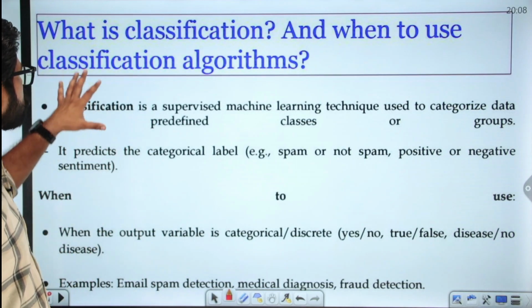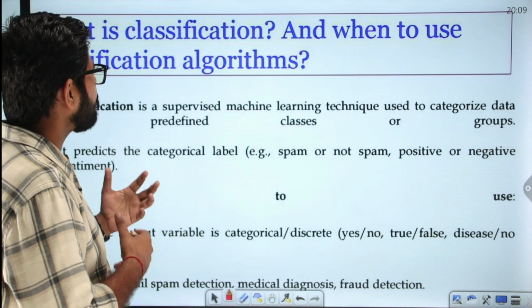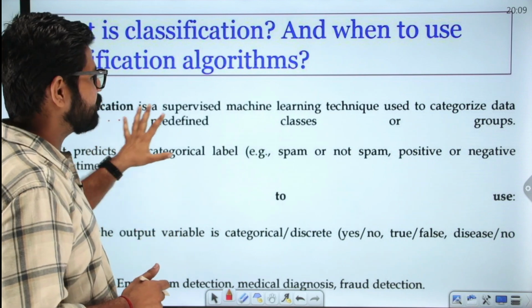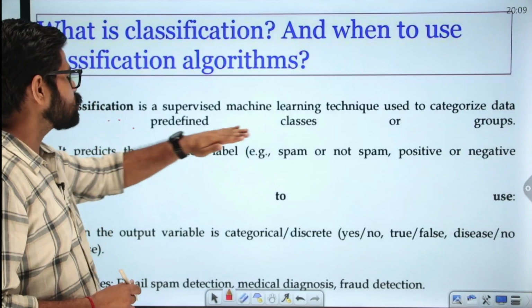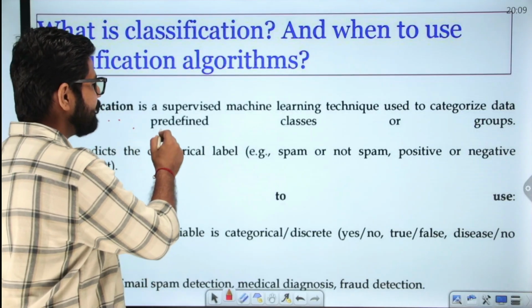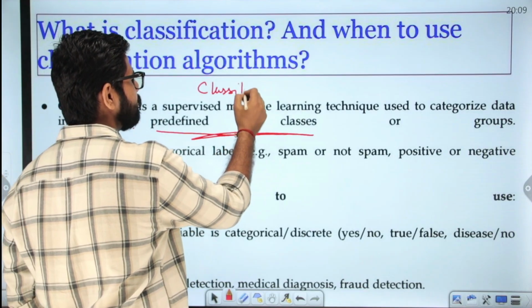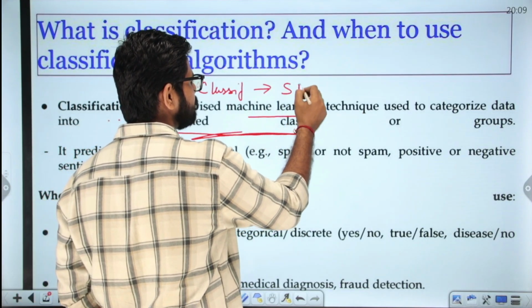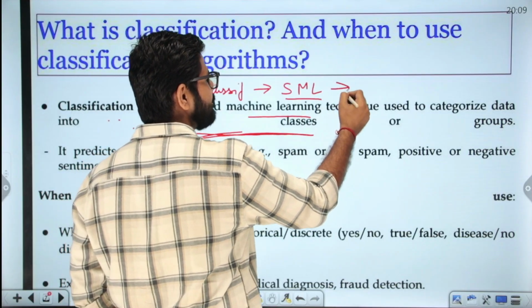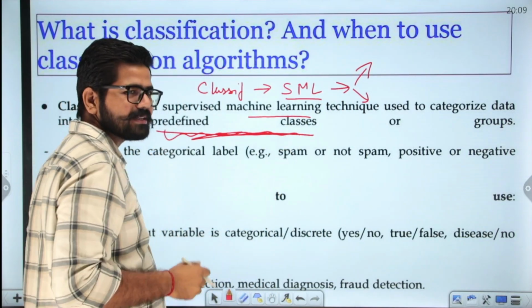Coming forward, so what is classification? First, you need to understand what classification is and how classification proceeds. As we already discussed, it is nothing but a supervised machine learning technique used to categorize data into predefined classes. We can simply say it is a supervised machine learning technique which mainly classifies the different classes. So it can classify predefined classes.